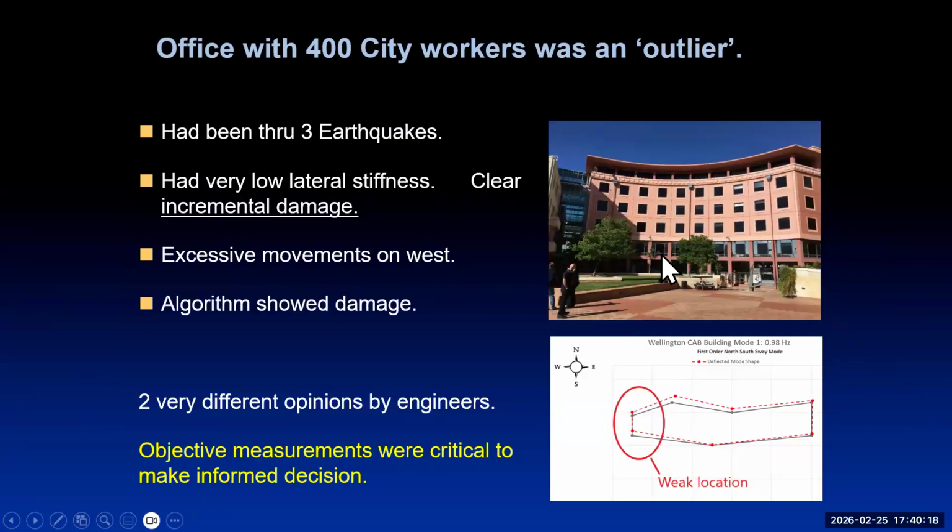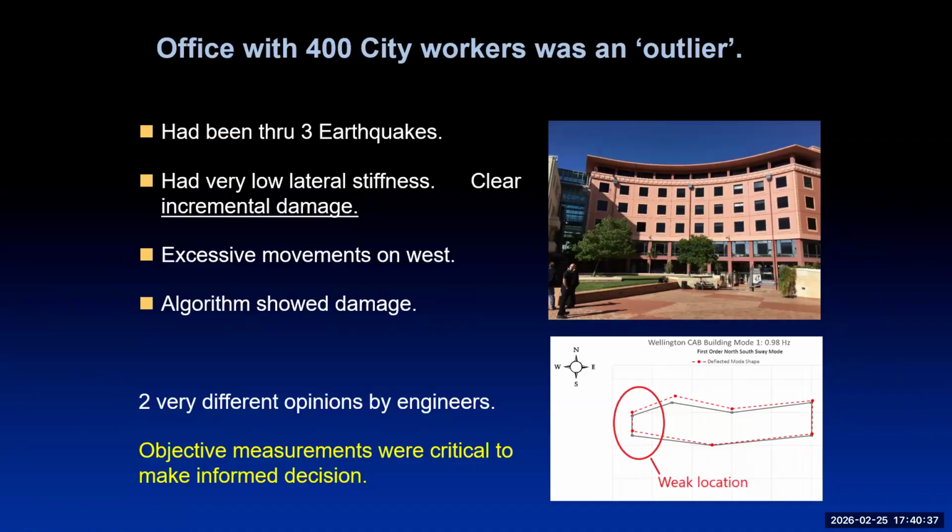This was the weak building. 400 city workers worked there. And we did our analysis. It was like doing this assessment using these techniques. Took 4 hours. Not a big deal. But we took measurements at the top of the building at all different locations and down the stairwells. What came out of it? We found one area of the building had a very clear weakness.